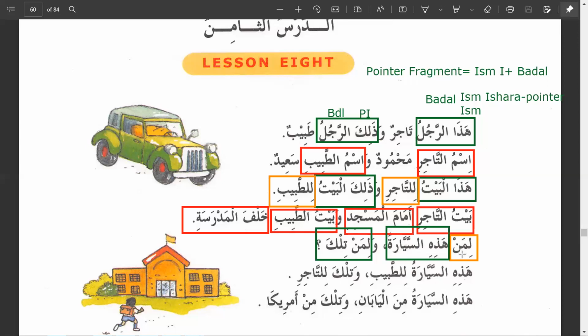For whom is this car and for whom is that? Okay. And then, هذه السيارة للطبيب وتلك للتاجر. Very good. So هذه السيارة is what? This car.